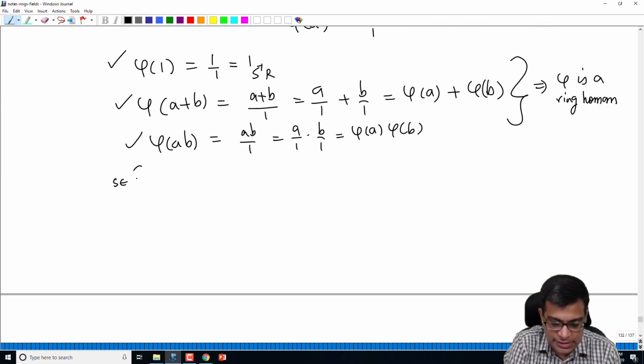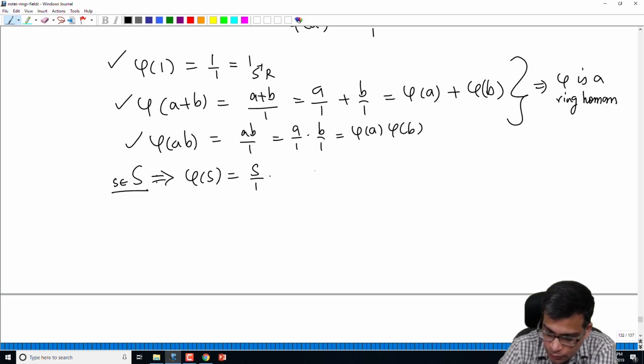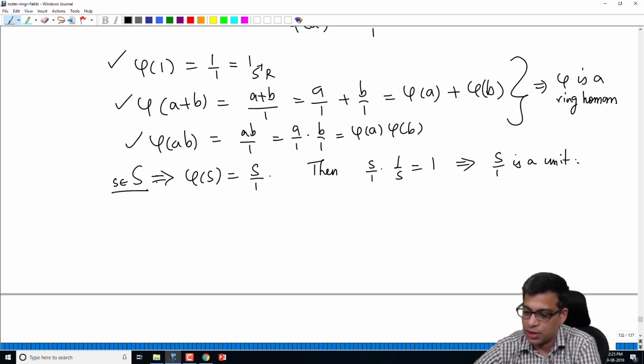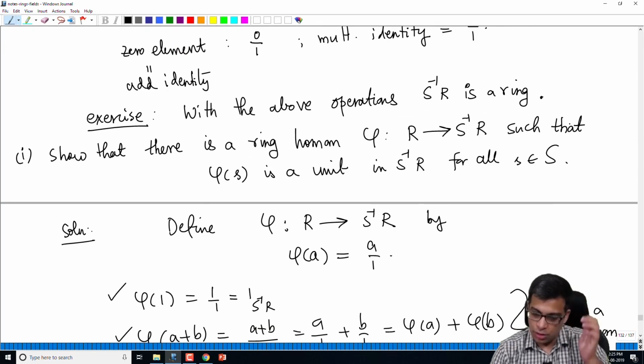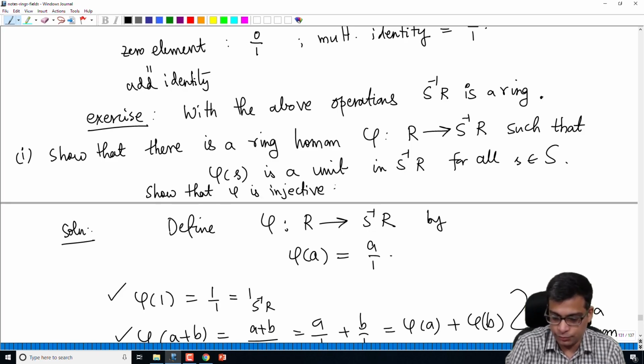Now suppose small s is in capital S, then phi of s is s by 1. I want to show it's a unit. Note that 1 by s is an element of S inverse R, because s is an element of capital S. So this implies s by 1 is a unit. So this is the other statement that we are asked to show: phi of s is a unit for every s in S. I should also have written here: show that phi is injective. Phi is injective.